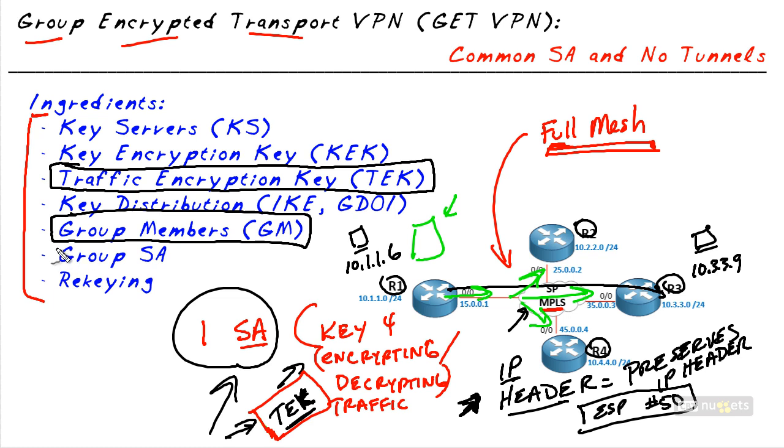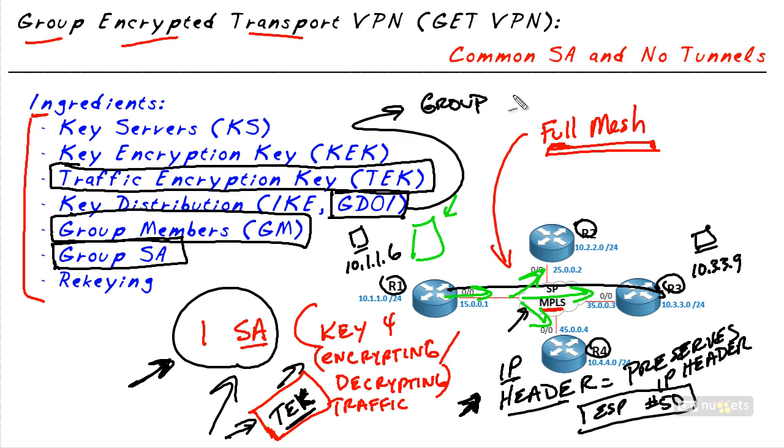And another way of saying that is saying that they're all using the same group security association. Now, one of the key ingredients that makes this all possible is that each of the group members is buying into and they believe and are using that common security association. And the actual protocol that helps define all this is called GDOI, which stands for Group Domain of Interpretation.